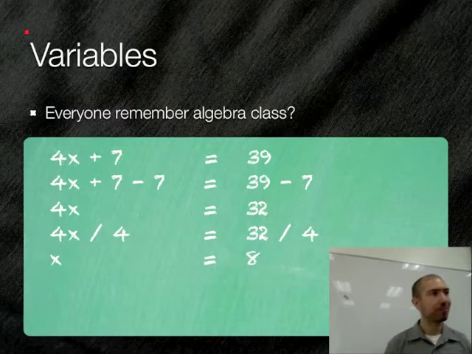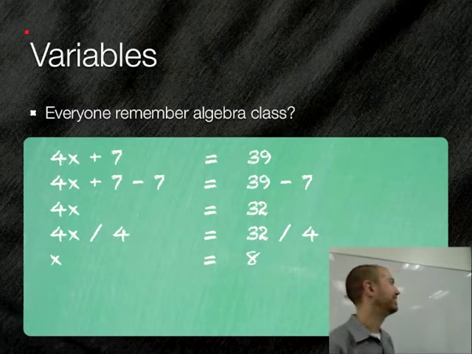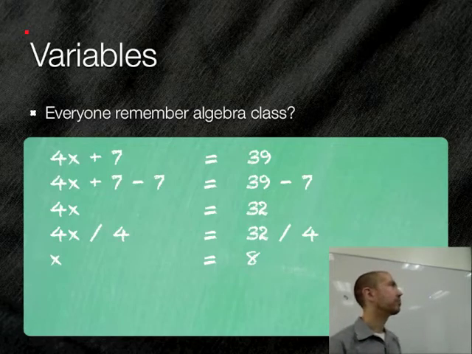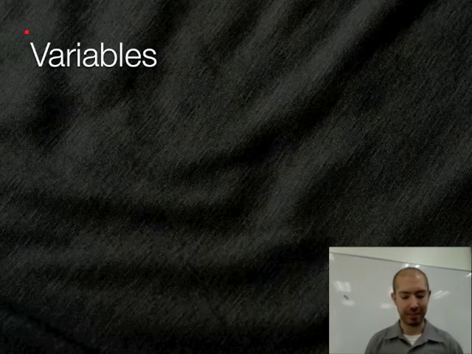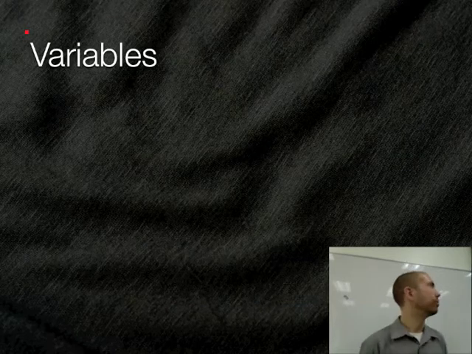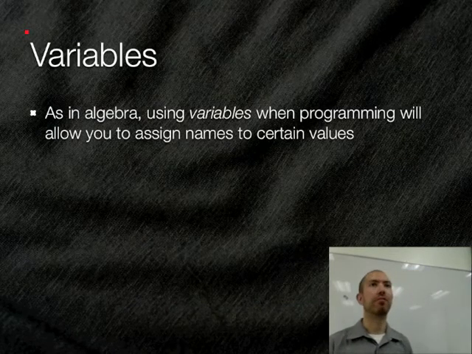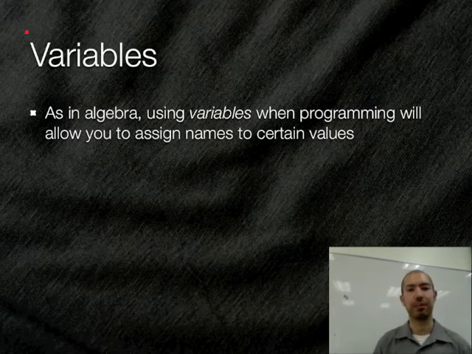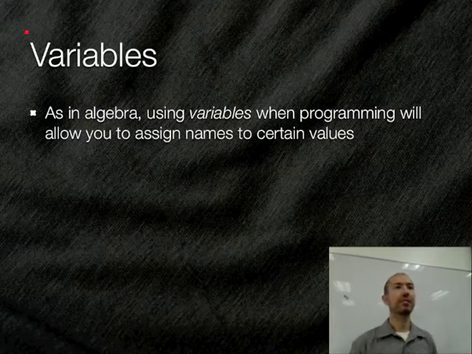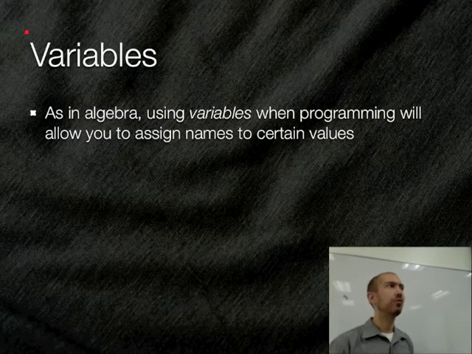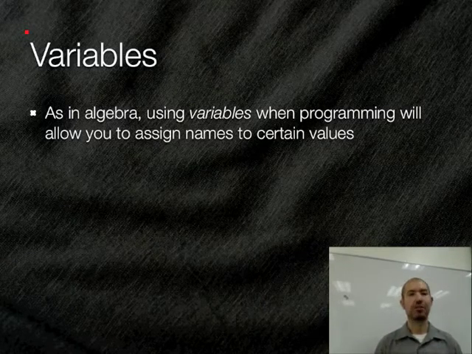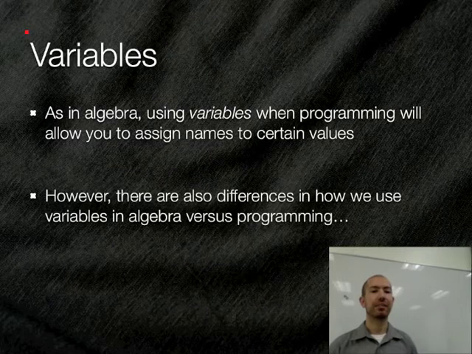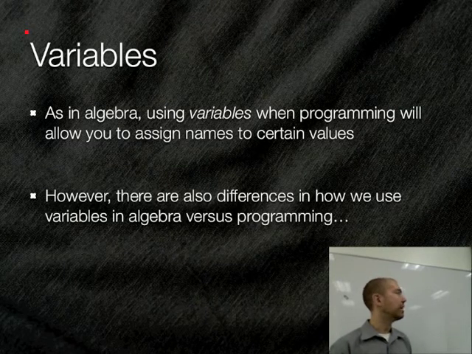So a variable in programming, like it is in algebra class, is a value that is represented by some sort of abstract label, like a letter or something like that, some sort of name that we give it, when we don't necessarily know what the actual number is, or we don't want to refer to the number by a number every single time. Okay? So basically, just like in algebra, if we use variables when we program, that'll let you give a name to a certain value, right? And there's lots of reasons why you might want to do that. And we'll see some of those today.